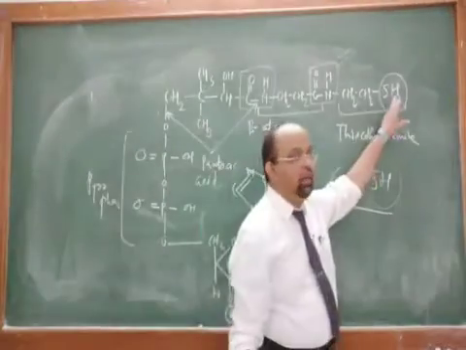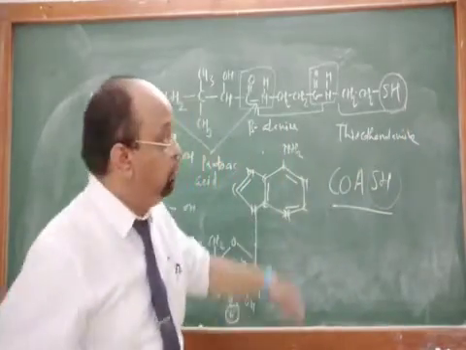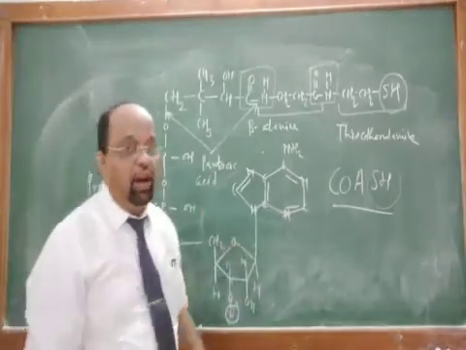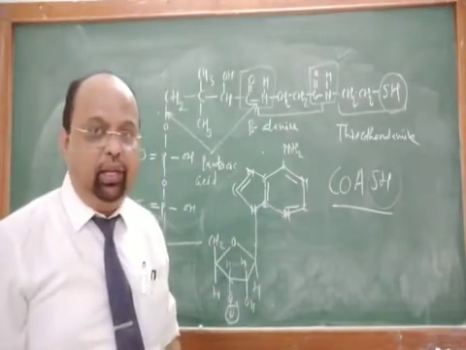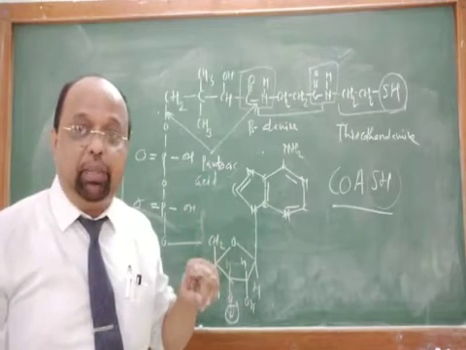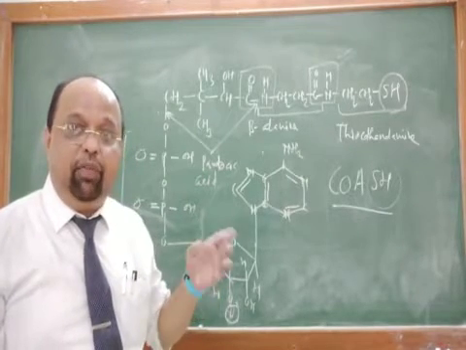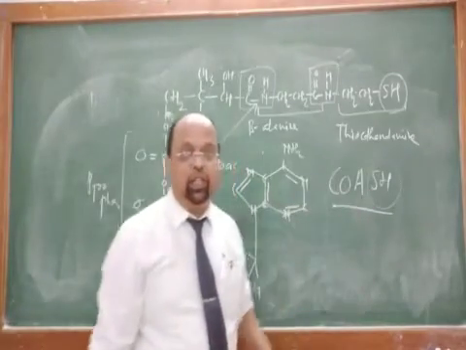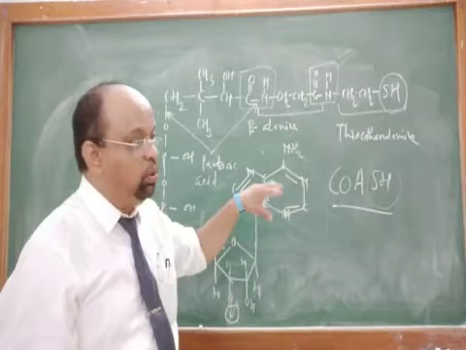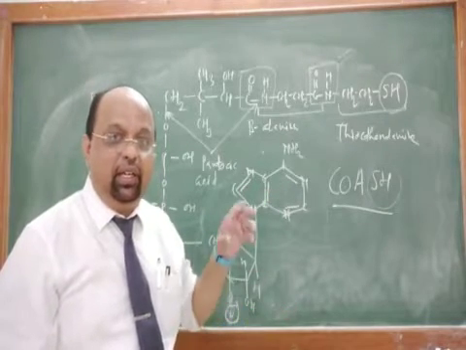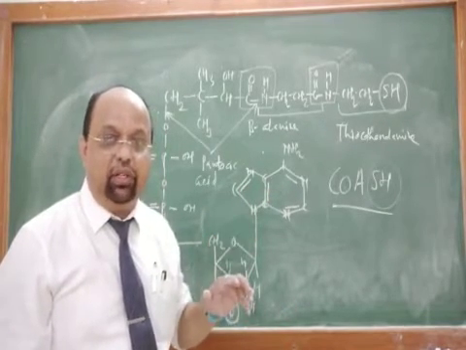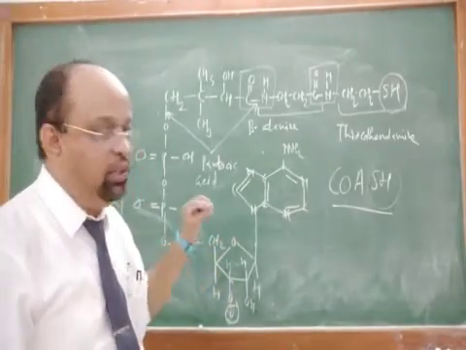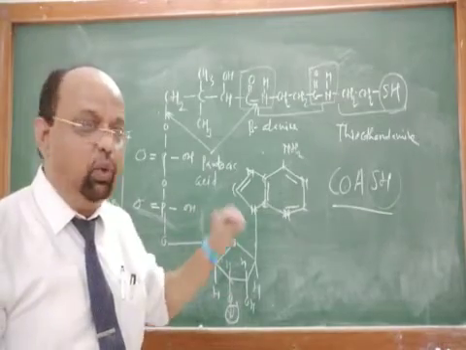This thioethanolamine has a reactive group, called the sulfhydryl group. This sulfhydryl group actually participates in the enzymatic reaction. When we write the short form, we write COASH, coenzyme A. This coenzyme A participates in so many reactions. Near about 70 enzymes use this cofactor, vitamin pantothenic acid, as a cofactor.